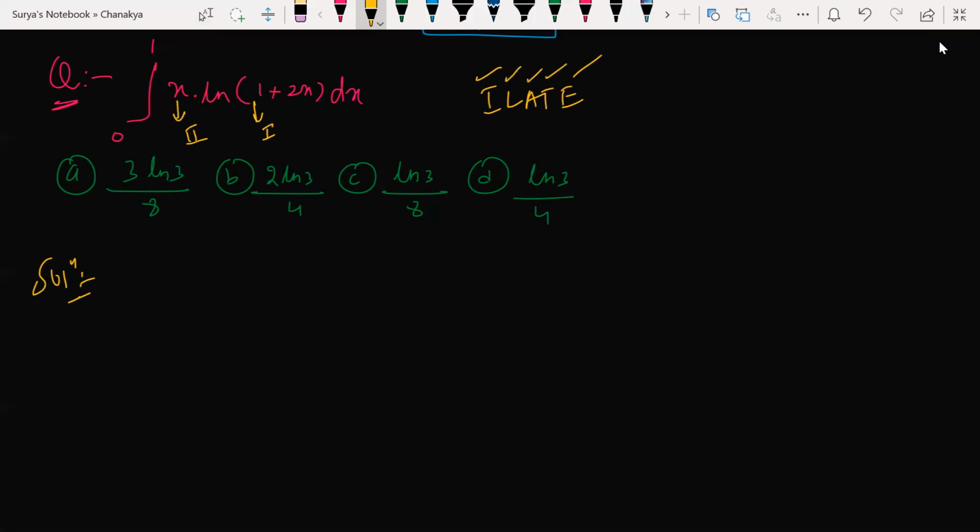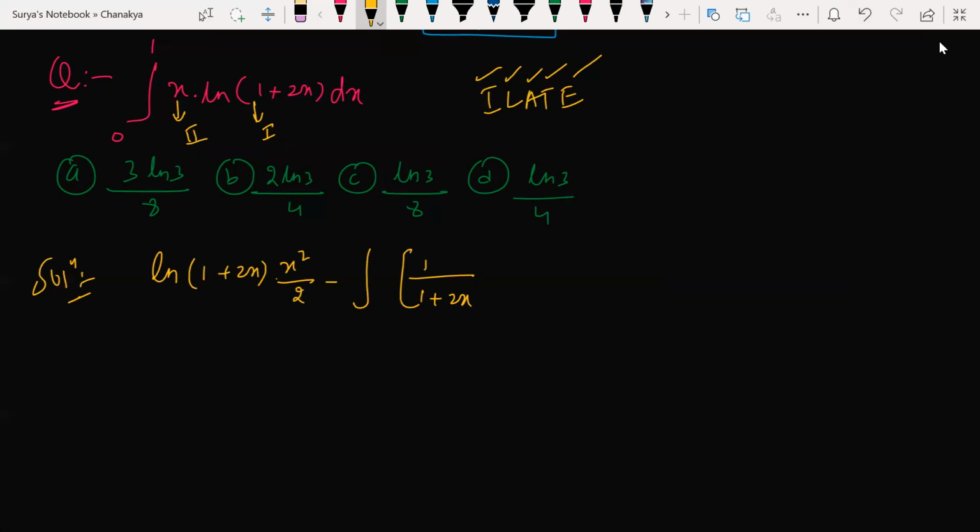So which is coming first here? Log is coming first, so log will be the first function. This is my algebraic function, so that would be the second function. Okay. So now the first function as it is, into integral of the second function. Integral of x is x square by 2, minus integral of d by dx of the first function. Ln x is what? 1 by x.